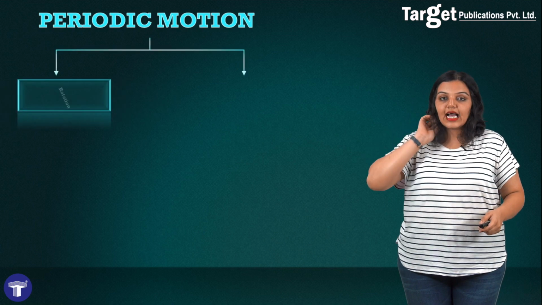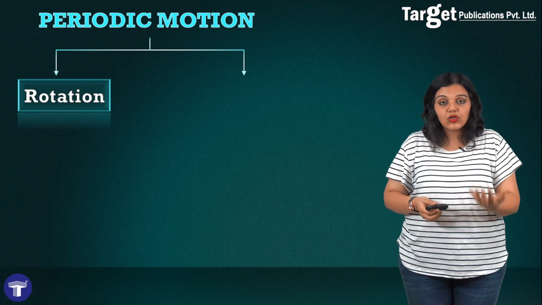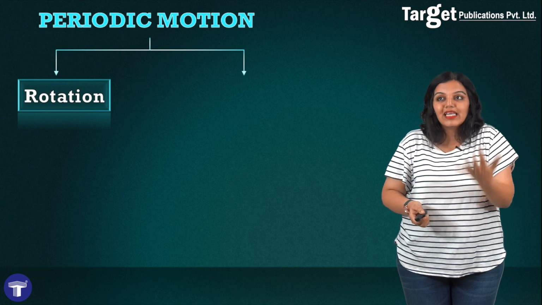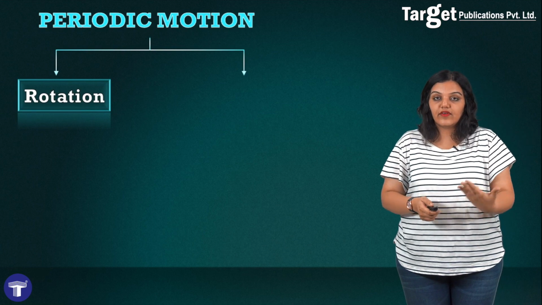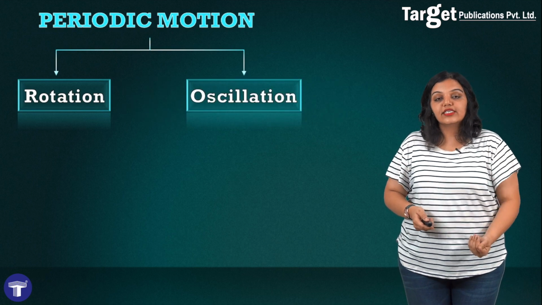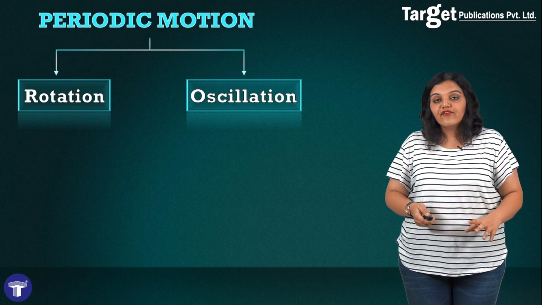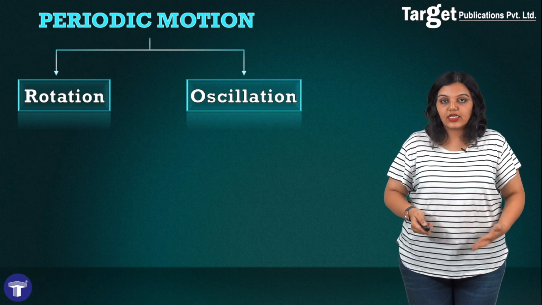Now, we have seen an example of periodic motion in a chapter, that is rotation. Rotation was also periodic motion because the motion repeated itself after a certain interval of time. But today, of course, we are going to focus on oscillation or oscillatory motion, which is also a type of periodic motion. And therefore we say that what exactly is oscillation?